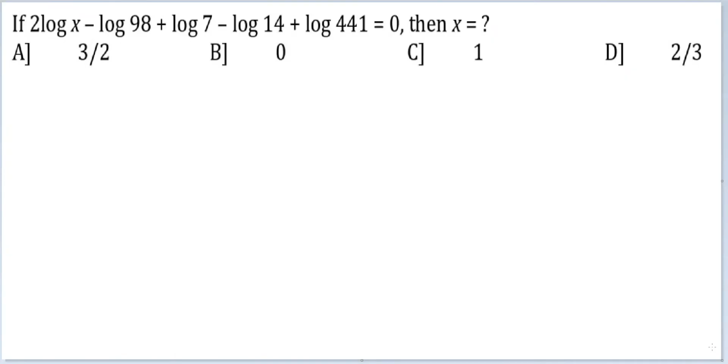Let's look at this question. If 2 log x minus log 98 plus log 7 minus log 14 plus log 441 is equal to 0, then x is equal to. Okay, simple straight up expression.